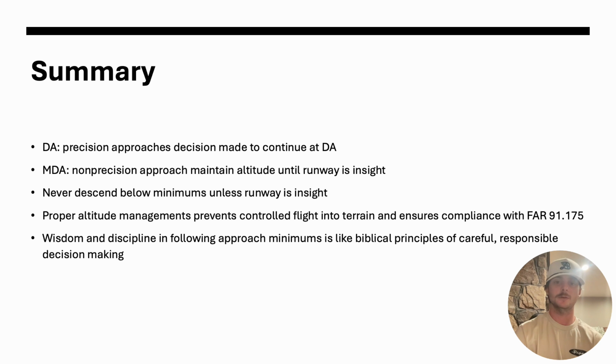In short, DAs are used in precision approaches, so you must make the decision to continue the approach at that altitude, or you must execute a missed approach. MDAs are used in non-precision approaches, so you can level off until you have the runway in sight, or execute a missed approach if you never do get the runway in sight by the time you hit the missed approach point. You may never descend below minimums in either of the approaches without having the runway in sight. This ensures that you stay out of danger with the terrain or anything around you, and it also ensures that you're in compliance with FAR 91.175.